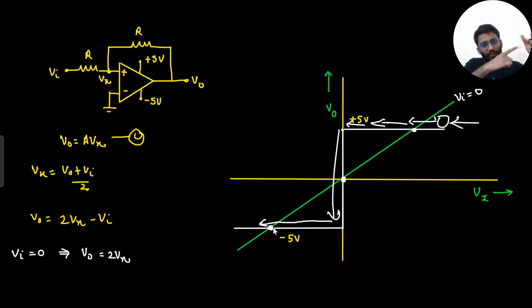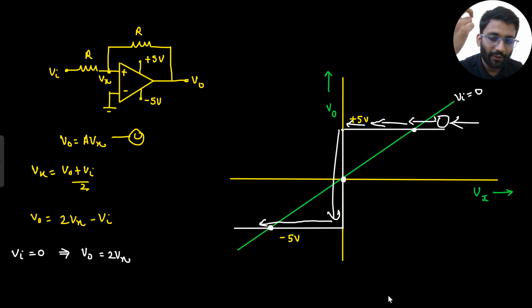Now if your output is moving from plus 5 to minus 5, it can go through 0, but it will go down directly to minus 5. Are you getting my point or not? So when Vin is 0, you can expect only two outputs, plus 5 and minus 5, not 0. 0 needs to be eradicated.